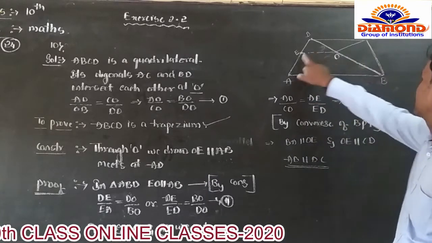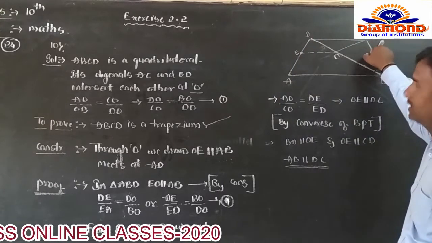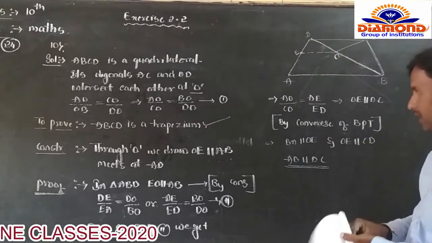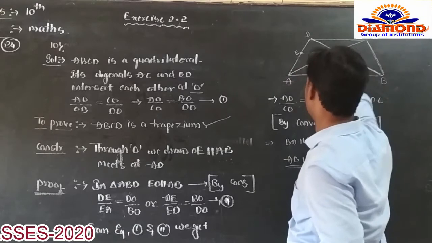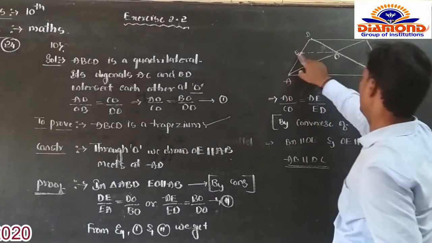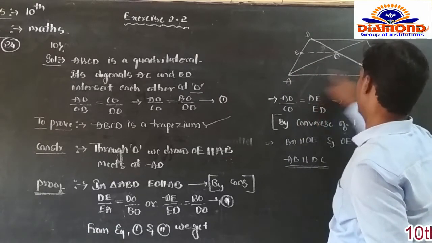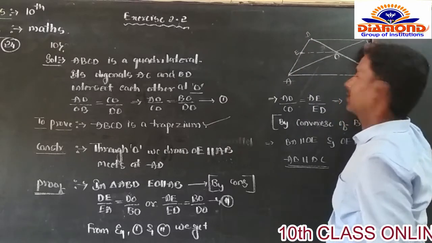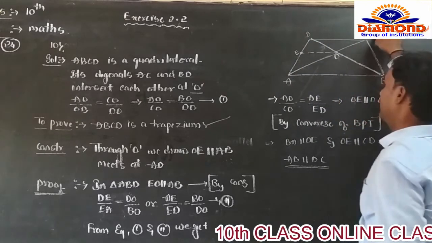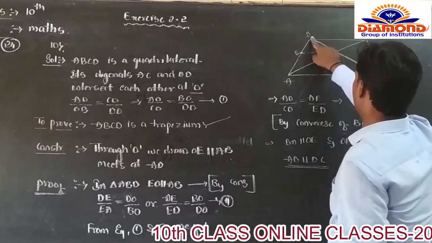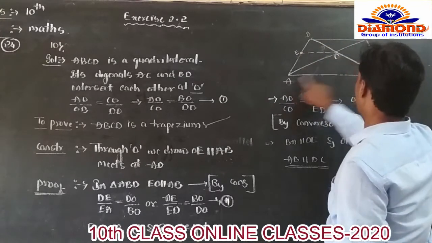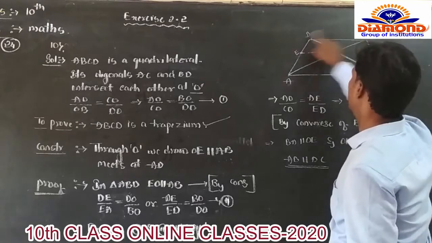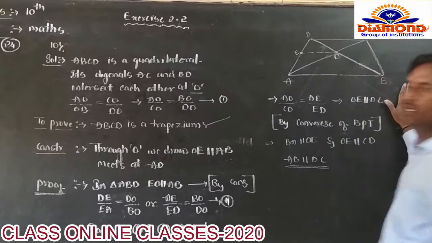And OE is parallel to which one? DC. These two also become parallel. If these two are parallel, then so what? EO is parallel to AB also, and EO is parallel to DC also, by the converse of the BPT theorem. EO is parallel to both, so CD is parallel to AB.